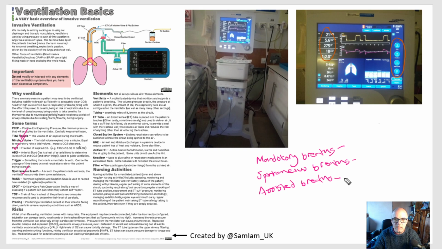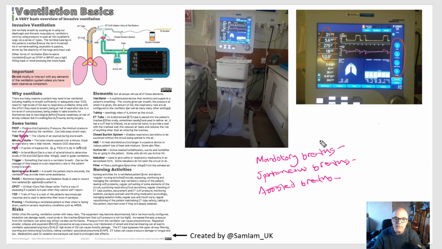A spontaneous breath, at its simplest, is basically the patient takes a breath. The machine doesn't provide any support other than delivering the gas that the patient demands. It doesn't provide extra pressure, and the patient is responsible for pretty much all of the breath.